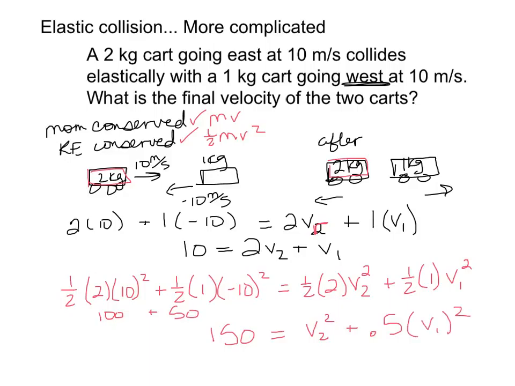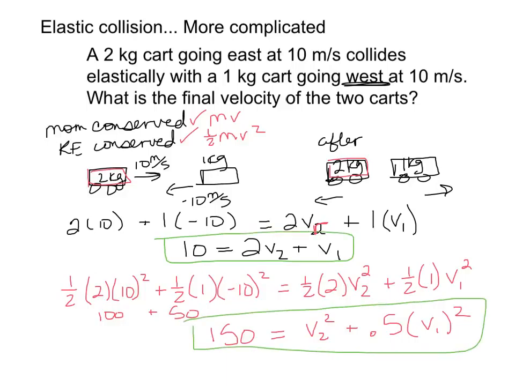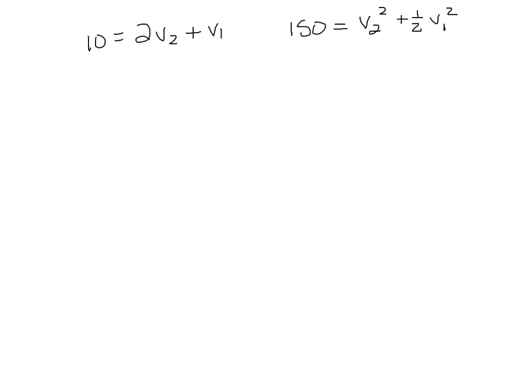So now we have two equations and we have two unknowns. There's our first equation and there's our second equation. So we're going to take those two equations and solve for V2 and V1. So here's our two equations that we came from. This is from the momentum, and this is from the kinetic energy.